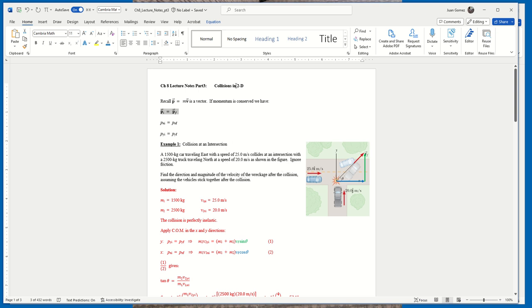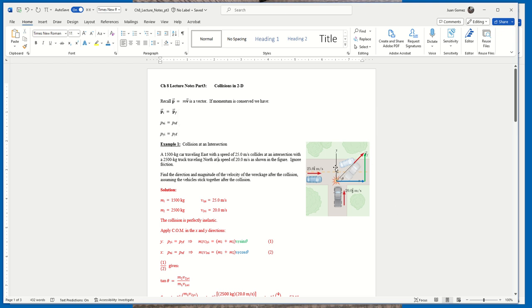Remember now we're doing collisions in 2 dimensions, so when we say Pi equals Pf, what we mean is Pxi equals Pxf, meaning the initial momentum in the x direction must equal the final momentum in the x direction, and likewise for the y. Pyi equals Pyf. The initial momentum in the y direction must equal the final momentum in the y direction.